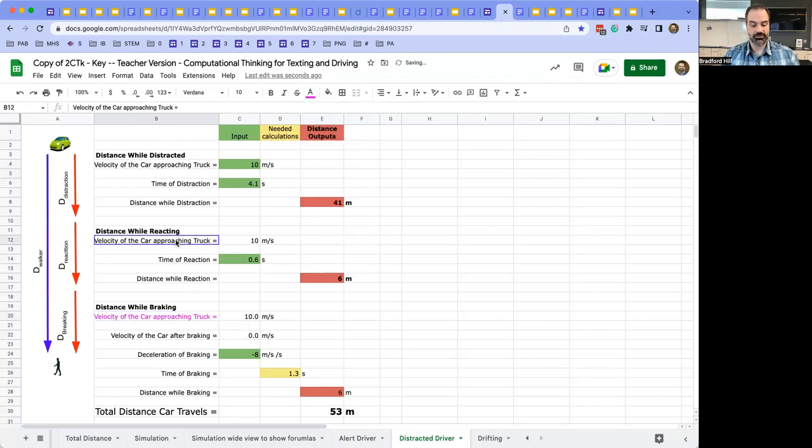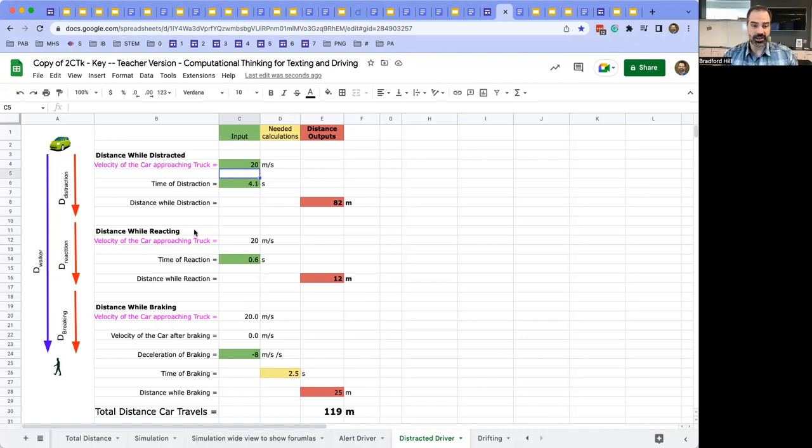We want to, obviously, tell them to change it, and we might even highlight that change. So if the car was going 10 and the truck was going 10, they're approaching each other at 20. And I want you to look down here. Yep, it changes everywhere. That's the power of computational thinking. So we can now quickly take on a car drifting in traffic.